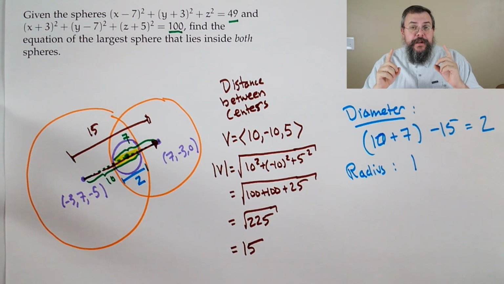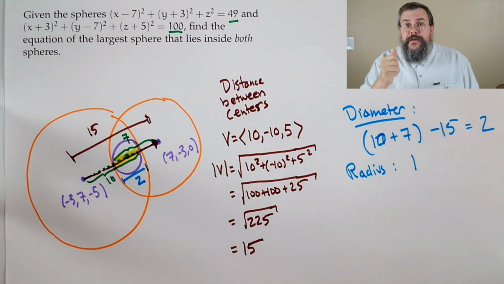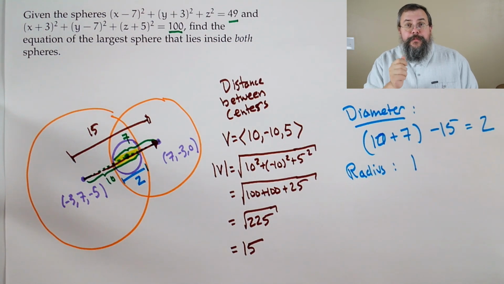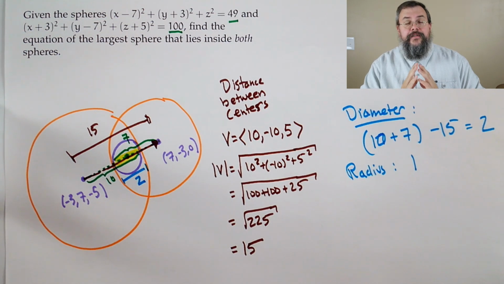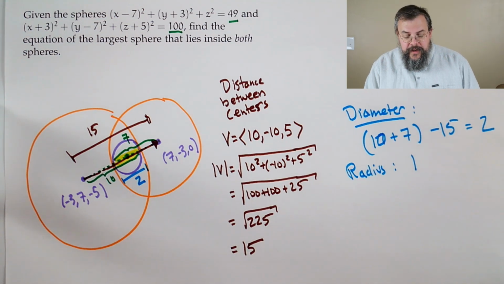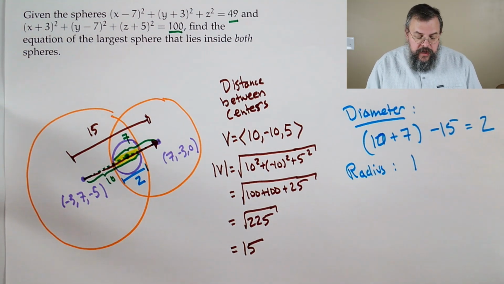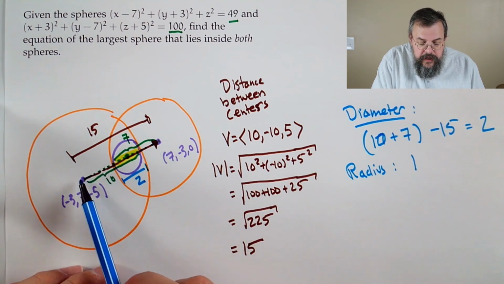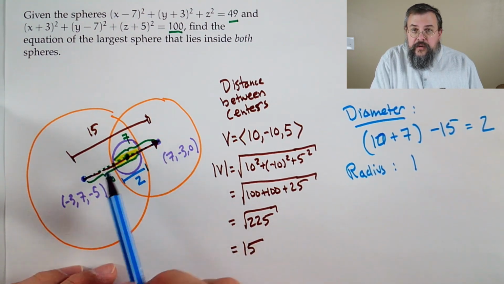Now, there's another important thing, though. We're not done. You see, we know the radius of the sphere, but we don't have enough to give the equation of the sphere because we still need the center. So we need to center ourselves and ask, where is our center? Now, let's think about what's true. Well, if we look at our picture here, if I want to get to the center, I know that the center lies on the line that connects the other two centers.